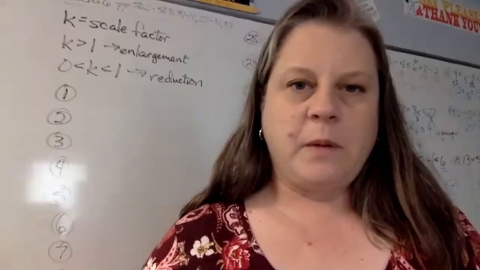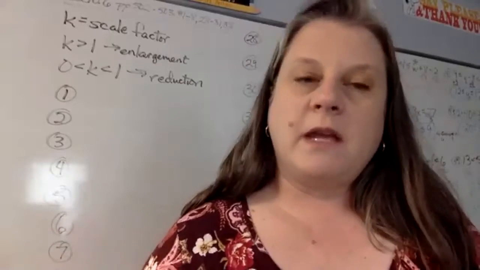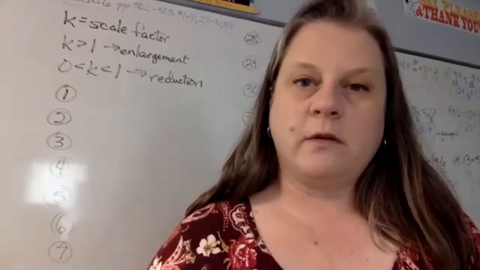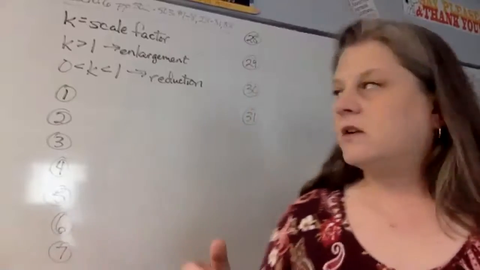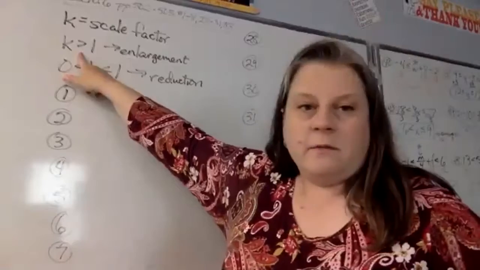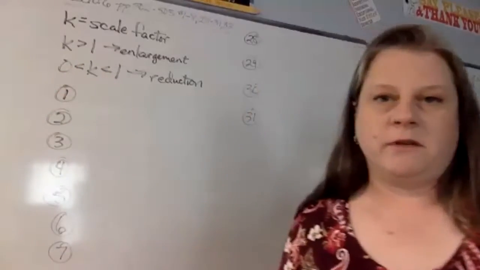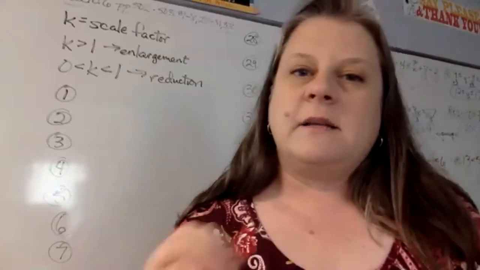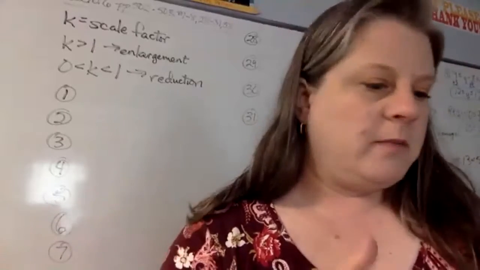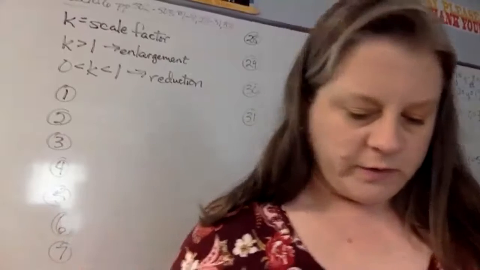There's no need for that, okay? We can look at them and we can tell whether it was an enlargement or a reduction. And based on that, we know either K was greater than 1 if it's an enlargement, or K was between 0 and 1 if it was a reduction. Okay, so that's the main thing I'm worried about. I'm not worried about you being able to trace these figures out of your book.